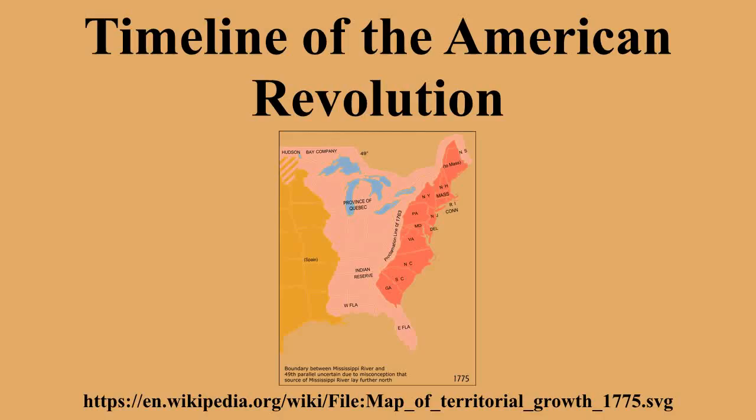1765: To help defray the cost of keeping troops in America, Parliament enacts the Stamp Act, imposing a tax on many types of printed materials used in the colonies. Seen as a violation of rights, the act sparks violent demonstrations in several colonies.